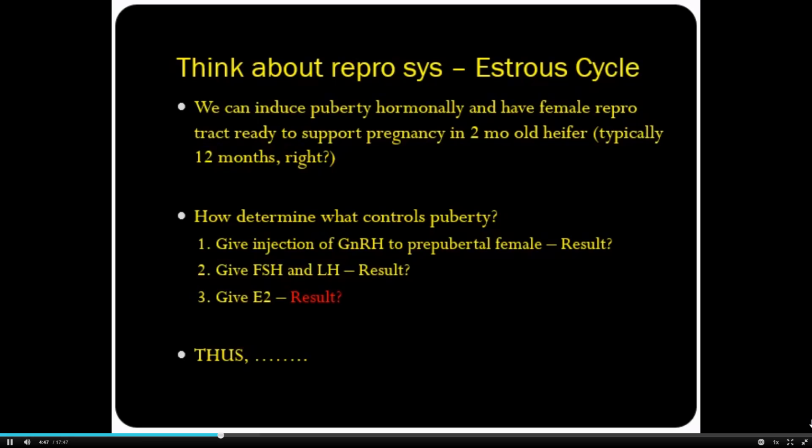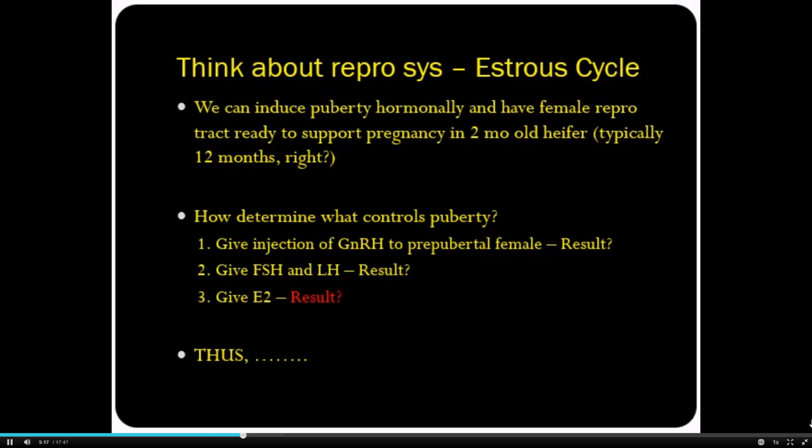What is the switch, essentially? So one of the things I want you to think about, we're going to go through this, how did they determine what controls puberty using three key components. And if you look at them, that's our HPG. So here we have GnRH, FSH and LH, and E2, and we're going to give that to the female and see what happens. But remember our HPG.